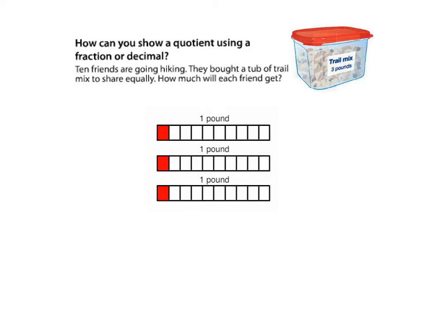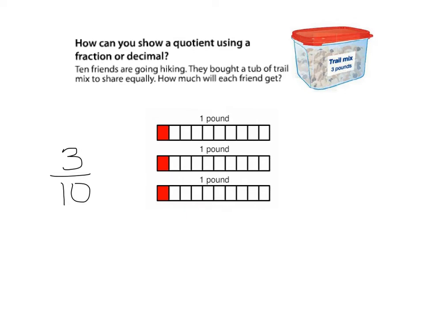So they get 1 here, 1 from this pound, and 1 from this pound. So 1, 2, 3 out of how much? So as a fraction, I can write that as 3/10. Because it's divided into tenths, so that gives me my denominator. And how many parts do I have total? 3. Okay, so that's how I would get my answer as a fraction.